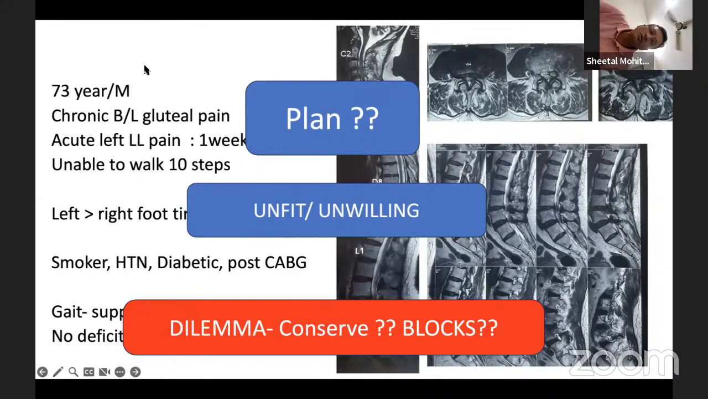So, if there is no deficit and the patient is unwilling due to medical reasons, then I would put him through a conservative trial. I usually put such patients through at least a 10 to 12 weeks bed rest protocol, and then try and see if the symptoms get better, because I believe the symptoms have now exacerbated because of the disc which has come out. The stenosis was always there, and it is the disc which has brought the symptoms up this time.